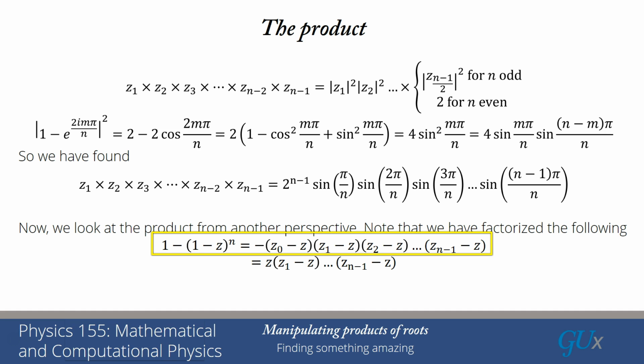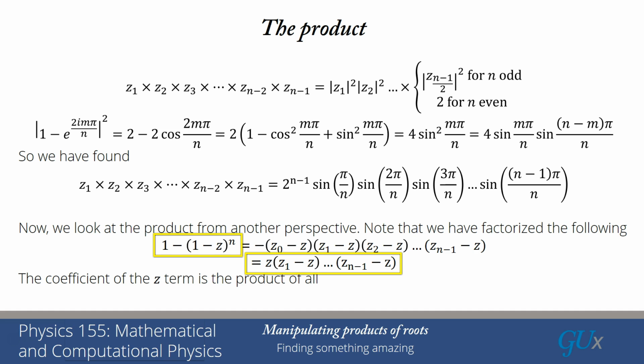And so 1 minus z raised to the nth power is actually equal to minus z0 minus z, z1 minus z, z2 minus z, all the way out to z_{n-1} minus z. We have to remember that z0 was equal to 0, so this just becomes z times z1 minus z all the way out to z_{n-1} minus z. And now we want to look at the coefficient of z in this expansion. So the coefficient of the z term is actually given by the product of all of the non-zero zm's.